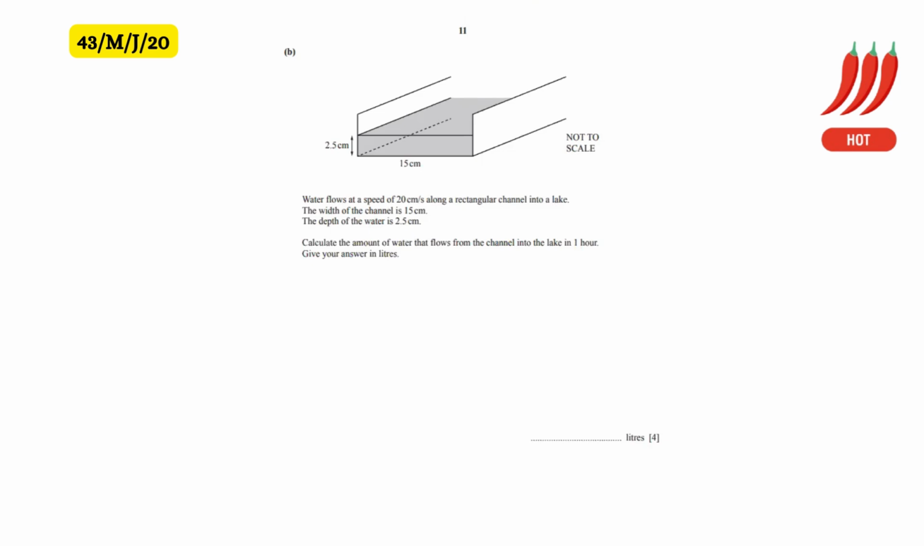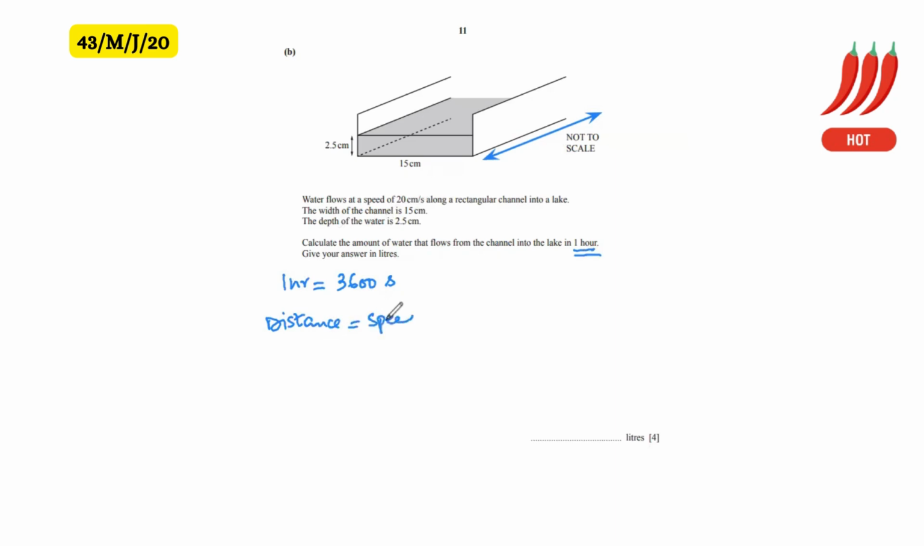So we have to calculate the amount of water that is flowing from the channel into the lake in 1 hour. So basically, we need to find this distance first. And using this distance, we will find the volume of water that is coming into the lake in 1 hour. So we have the speed, which is 20 centimeters per second. First, since the time is 1 hour, let's convert the hour into seconds because the speed is in centimeters per second. So 1 hour equals 3600 seconds.